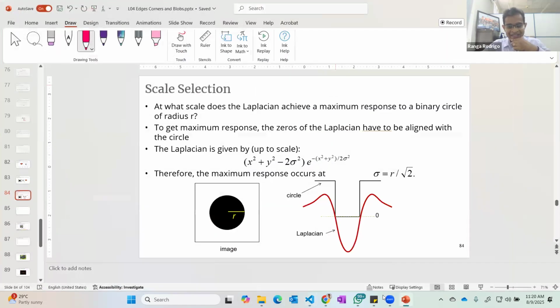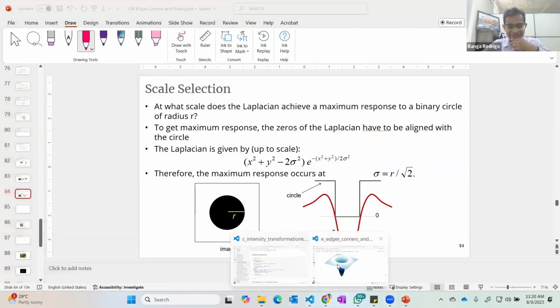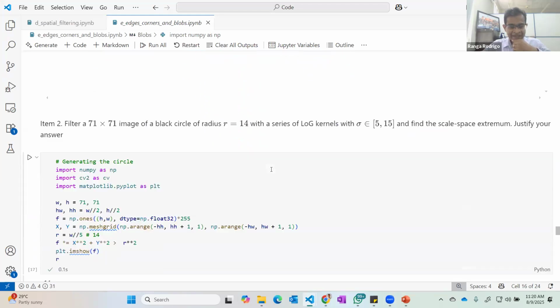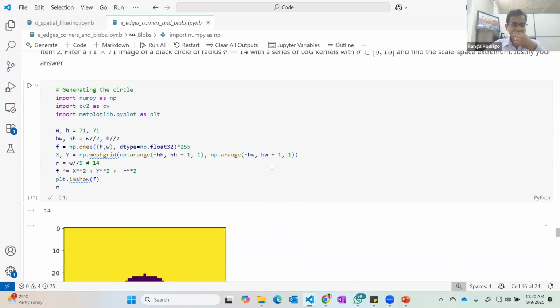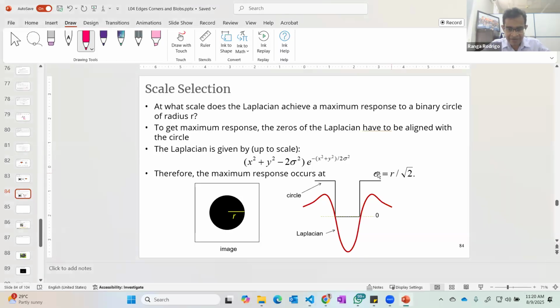Okay, so I hope that code part is clear for you. Then what I did was I wanted to experiment with that scale selection filter. That means, if I'm given a blob, can I find out its scale as the radius? Sigma times square root of 2. That one. So sigma times square root of 2 is the radius.